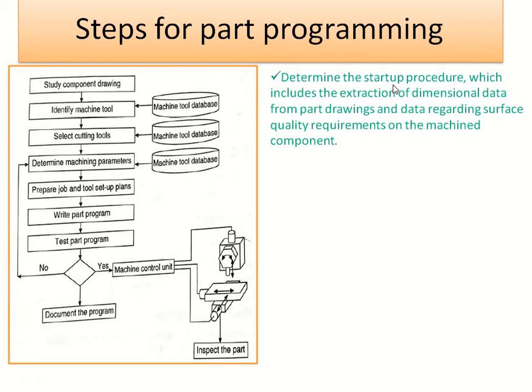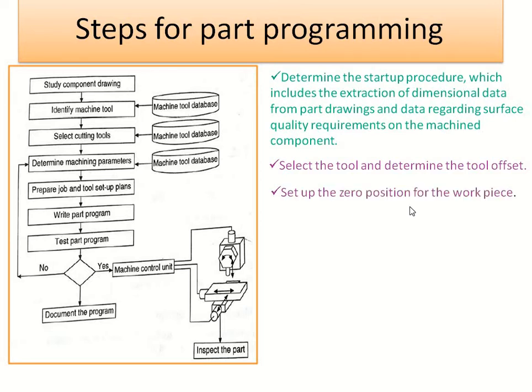First is determining the startup procedure, which includes extraction of dimensional data from the part drawing, and data regarding the surface quality requirements of the machined component. That is done in the first step, the study of the component drawing. Second, select the tool and determine the tool offset. The machine coordinate system and the coordinate system of the component placed on the table are different, so we select the tool offset.